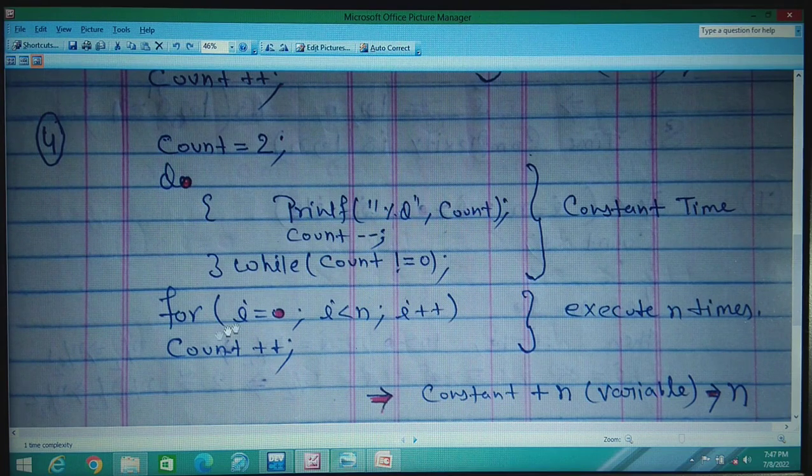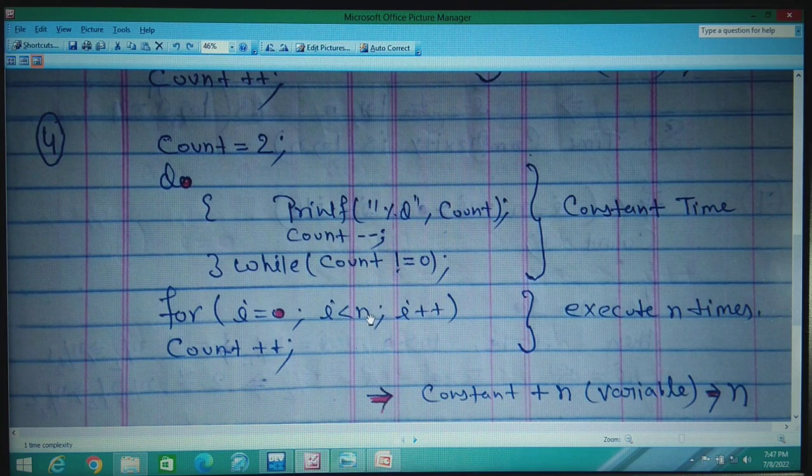This count will work n times. So execute n times. It means that constant plus variable is equal to again variable. You must understand: constant means anything, 2, 3, 4, 5, and variable means this n. It's totally dependent on n.